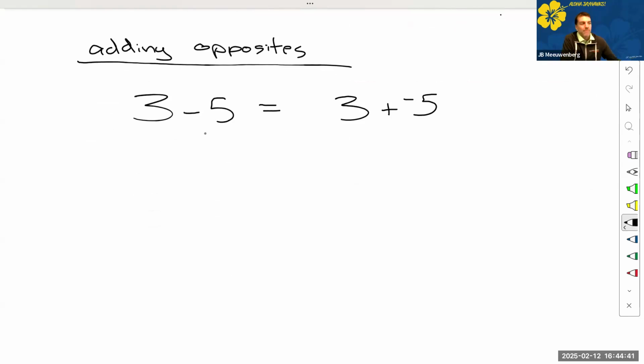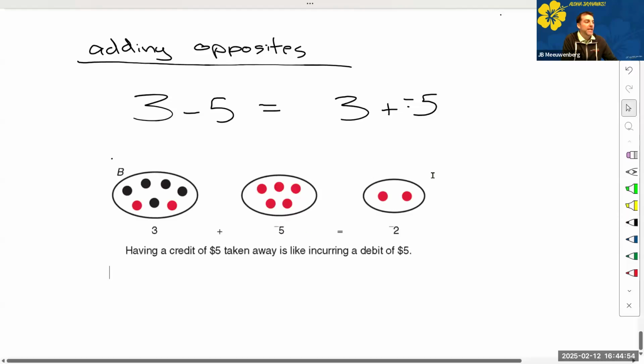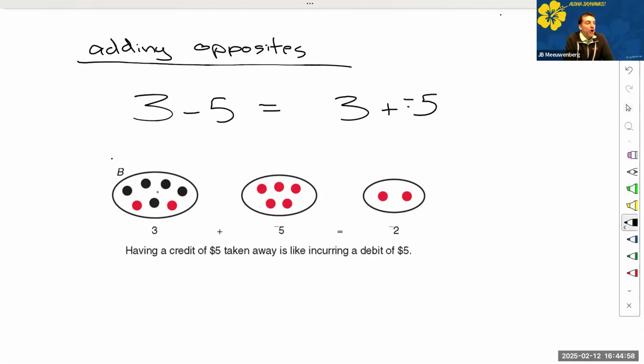Take a minute to examine that. 3 minus 5 can also be represented as 3 plus -5, 3 plus the opposite of 5. And so if we wanted to model this with chips, it could look like this. Start with a representation of 3 that looks like this. We have 1, 2, 3, 4, 5 black tiles, 2 red tiles, so that has a value of 3.